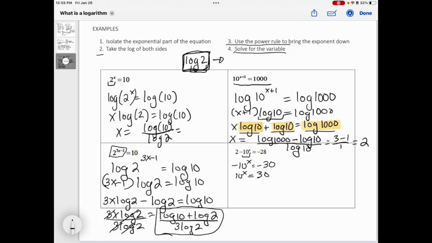Now I have the exponential part isolated, just like I did in the other 3 examples. Now I can go from there. I'm going to take log of both sides. So I have log 10 to the x is equal to log of 30. So I can bring the x down in front, and that will leave me with x times log 10 is equal to log 30. And to solve for x, I have to divide both sides by log 10.